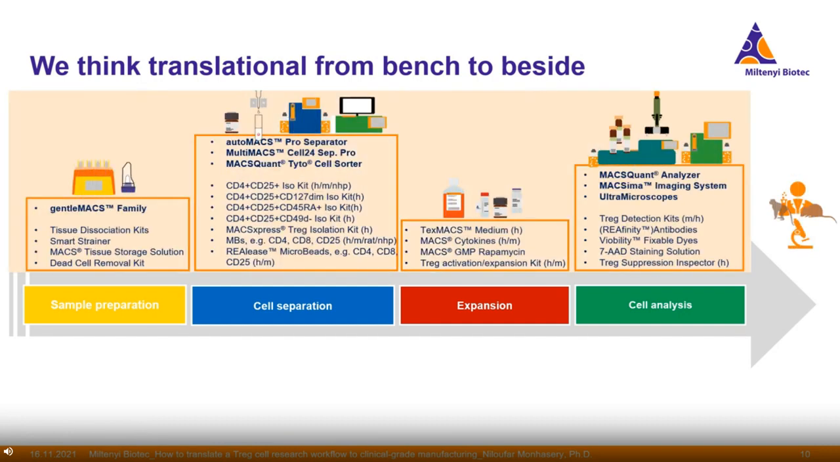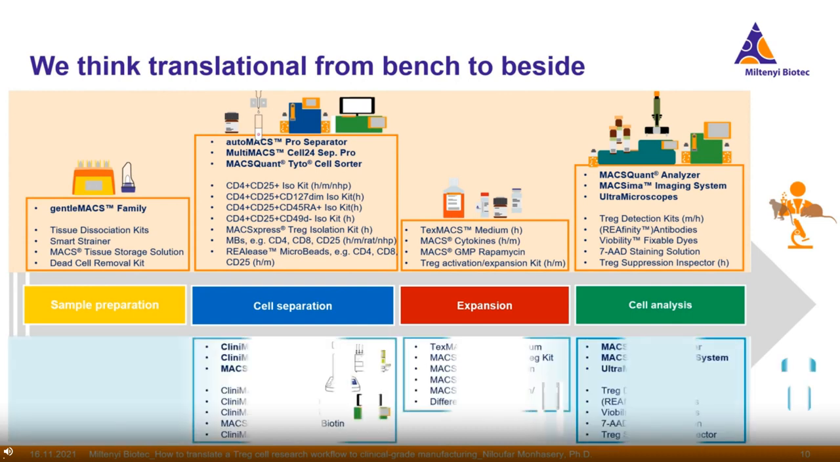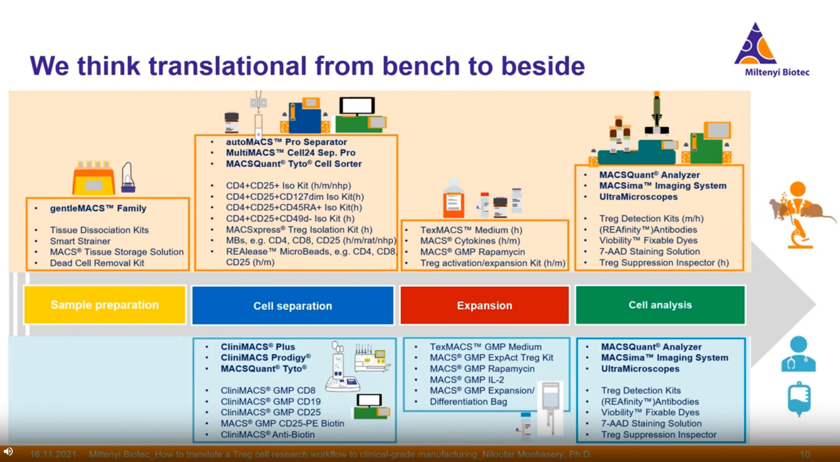From research products, which I'm going to show in orange color, that's our range of products for human, mouse, and non-human primate. And as you can see on this slide, we cover all these steps of the workflow. At the same time, we have GMP products that cover the clinical workflow. I'm going to talk about each step in the following slides.